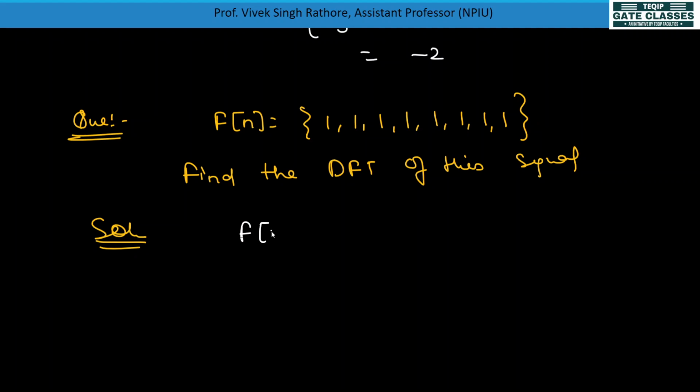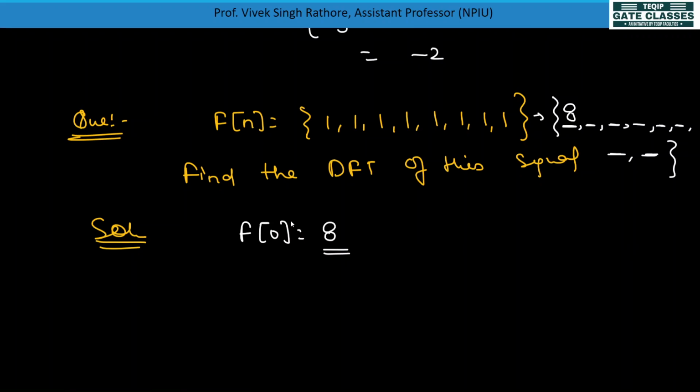F of 0 you can find out. F of 0 is nothing but all values added, so ultimately it will be 8 only. No problem with that. Here f of n is like this, with values 1, 2, 3, 4, 5, 6, 7, 8. Total 8 values will come. So the f of 0 value came.